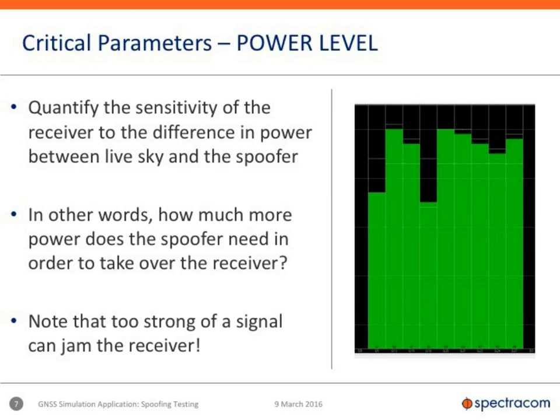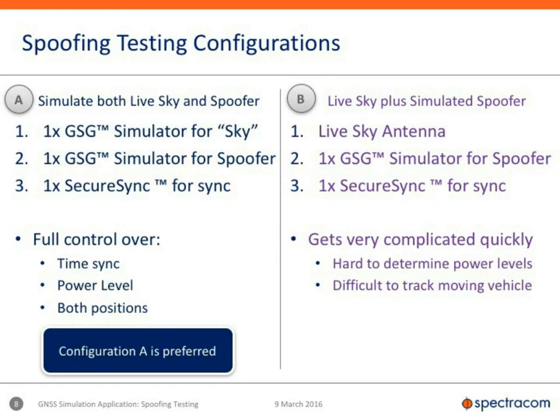So let's go to what a test system would look like, and kind of two main ways that you can set up a test system. One is, my method A that I show here, where we have two simulators. One simulates the live sky, one simulates the spoofer, and then you have some synchronization equipment. I'm going to go into that one in detail because that's the best for really making accurate measurements, where you have full control over power level, time sync, positioning, velocities, everything. So that's the preferred way of testing.